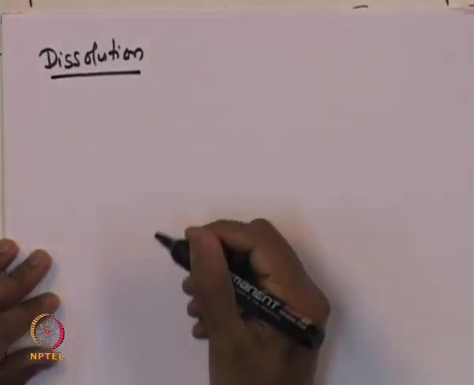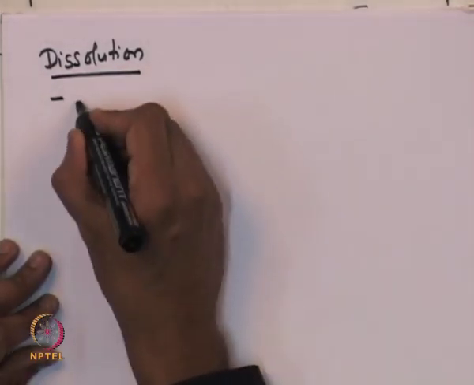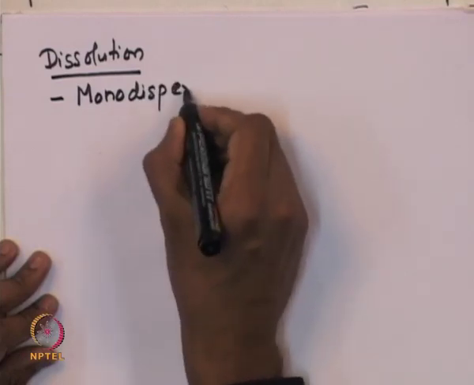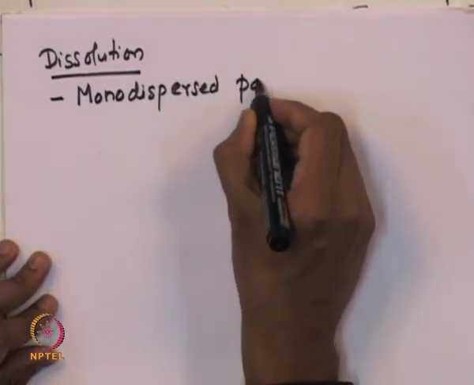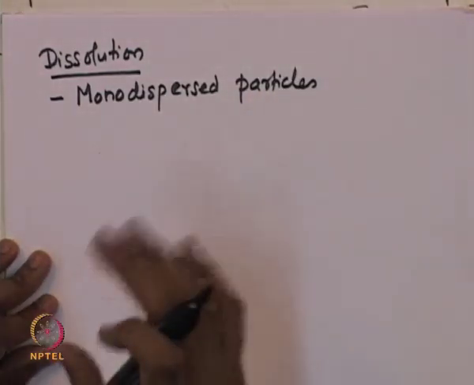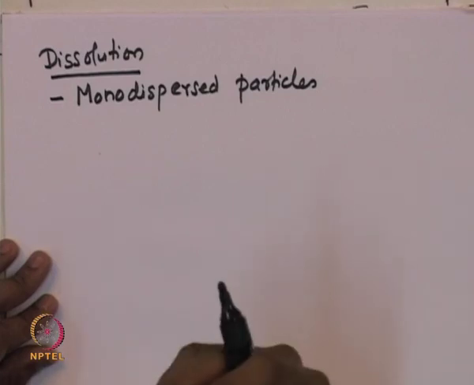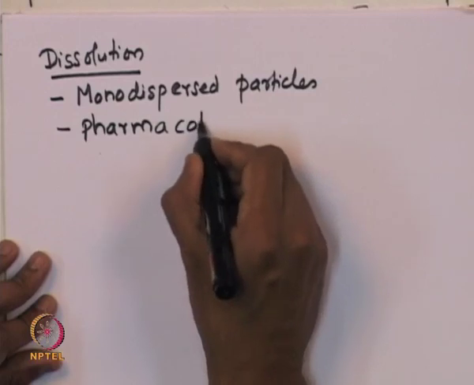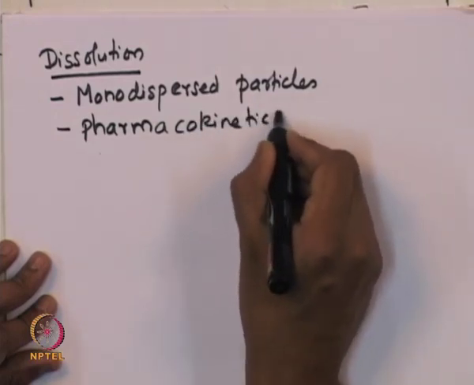So, dissolution of solid particles. Suppose we assume that all these drugs which are given inside are monodispersed particles. That is, all the particles that are actually in the drug are of same size. This is not true always, but let us assume to start with that all particles are actually same size. That is, it's a monodispersed system. And then, the objective is to find out what is the dissolution time, which actually plays an important role in the pharmacokinetics.